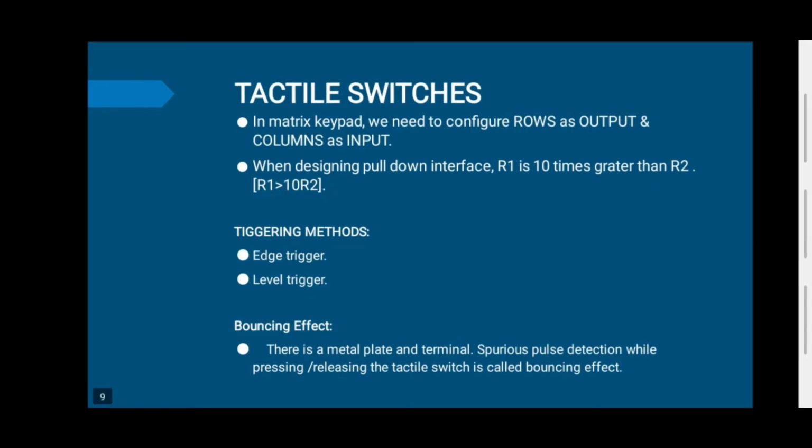Tactile switches. In a matrix keyboard, we need to configure rows as output and columns as input. We design a pull-down interface. R1 is 10 times greater than R2. Triggering methods: edge trigger, level trigger, bouncing effect.